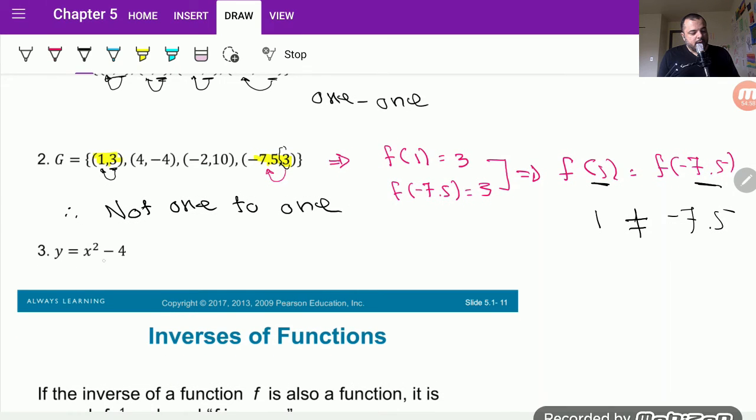Y is equal to x squared minus 4. We know what this is, and we did something similar right now. This is a quadratic function, and if we graph it, it's a parabola, right? And it's shifted down by 4. So it's going to be something like this. Is it one-to-one? No, because it fails the horizontal line test. The horizontal line passes through 2 points. It's not one-to-one.